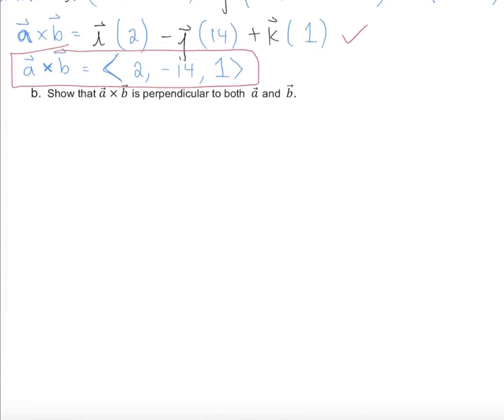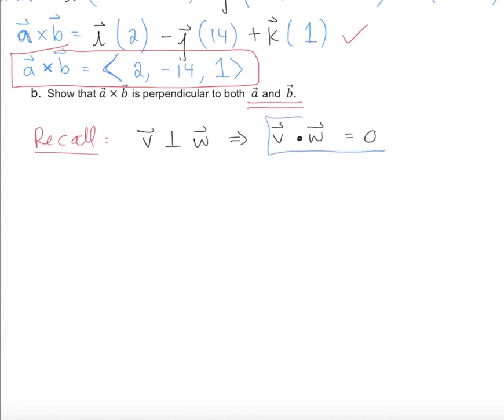Now, the second part of this example says that now we need to show that this cross product is perpendicular to both of the vectors that we used to create it. And let's recall here that in order for two vectors to be perpendicular to each other, and I'm going to use some different notation, we'll say if vector v is perpendicular to vector w, that's going to be because the dot product of those two vectors is equal to 0. So we can basically calculate the dot product between A and our cross product and B and our cross product. As long as those dot products equal 0, then those two vectors had to have been perpendicular to each other.